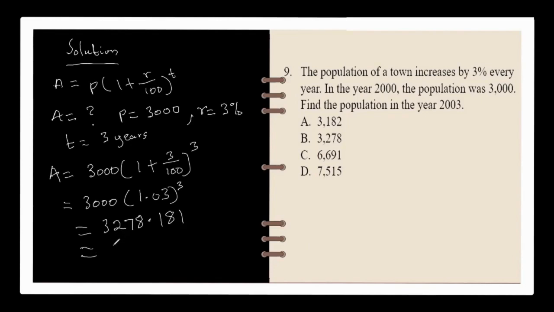So we are going to take the whole number part, which is 3,278. So this is the population that we are required to find, and that will be the population in the year 2003. 3,278 matches with option B. So that's option B. So we proceed to question number 10.